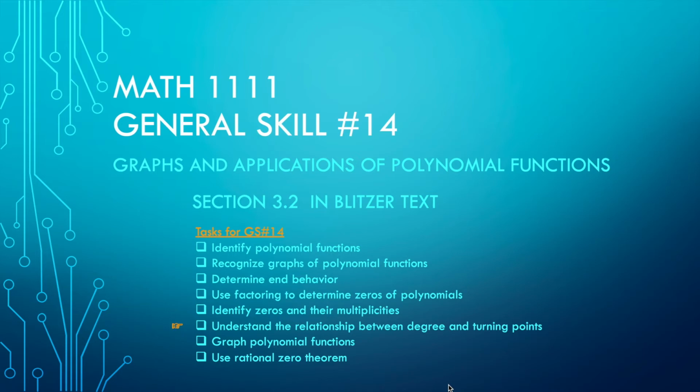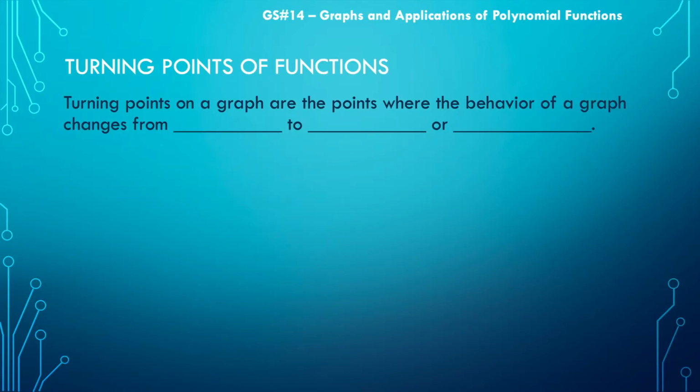Welcome back to our discussion about the attributes of the graphs of polynomial functions. In this video, we are going to discuss the relationship between the degree of a polynomial and the maximum number of turning points that it has. If we're going to talk about turning points, it makes sense that we probably need to know what a turning point is.